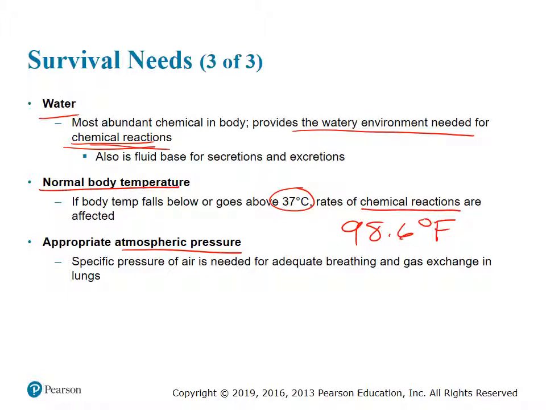So when we talk about atmospheric pressure, we're talking about the pressure outside of our body, right? This is the atmosphere, basically anything outside of our body. That pressure needs to be stabilized, and it needs to be just right for breathing and gas exchange in the lungs. So the respiratory system needs to have that pressure. Now, that pressure can drop and it can increase, and our body can adjust to that, and that's totally fine, but it does take a while for that to happen, okay?